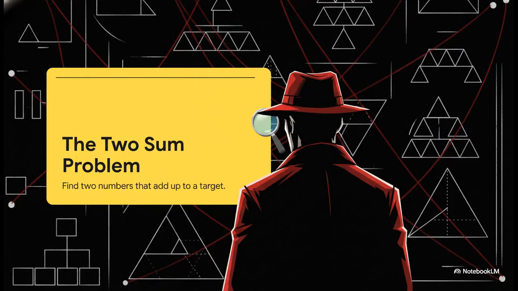So let's open up our first case file, the two-sum problem. Now, on the surface, it sounds pretty straightforward, right? You've got a list of numbers, you've got a target number, and you just have to find the two numbers in that list that add up to it. But like any good mystery, the real story, well, that's hidden in the details.